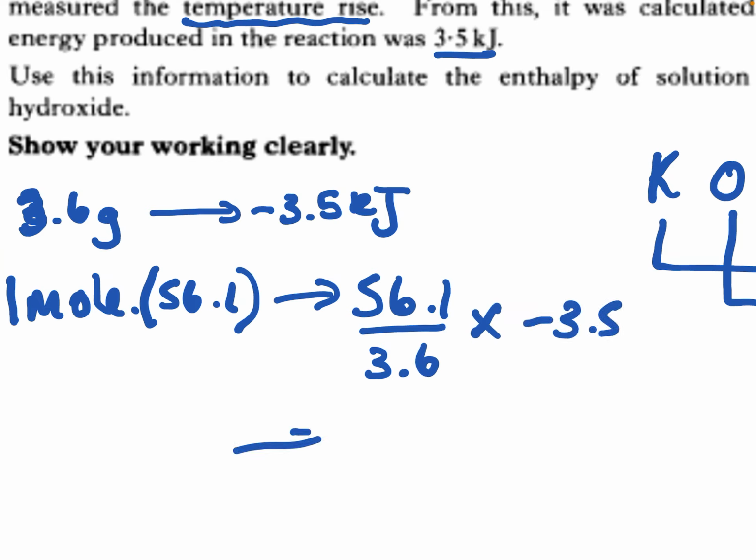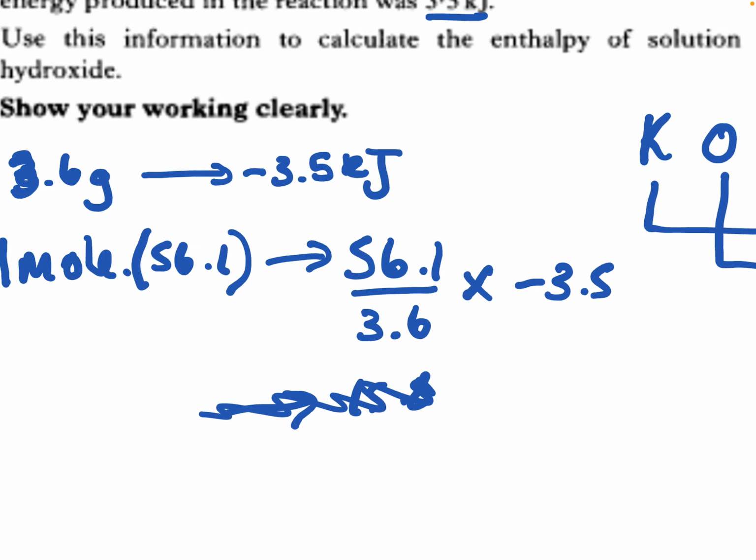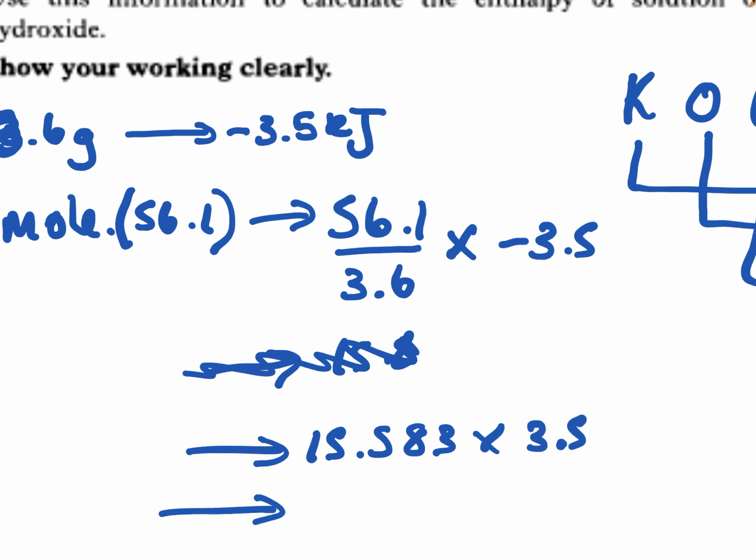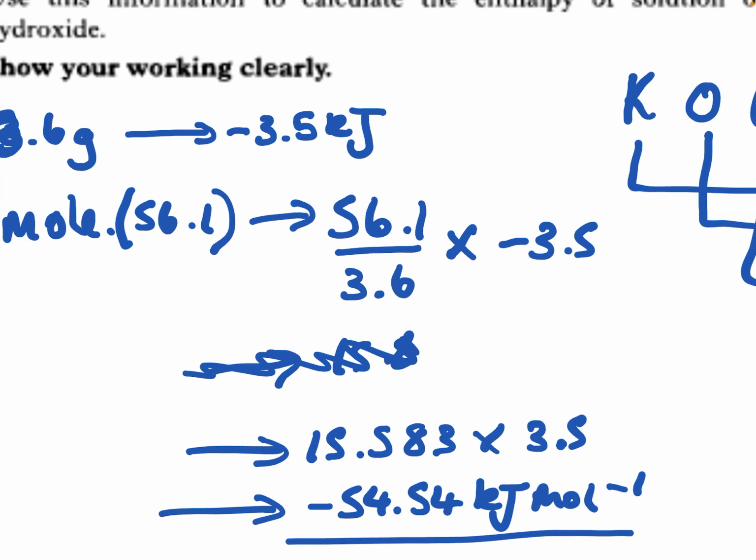When we do this, we end up with 15.583. Oops, let's score that out. 15.583 times 3.5, and that ends us with minus 54.54 kilojoules. And remember, this is enthalpy, so it's 1 mole, so you need to put this per mole in at the end. There we go.